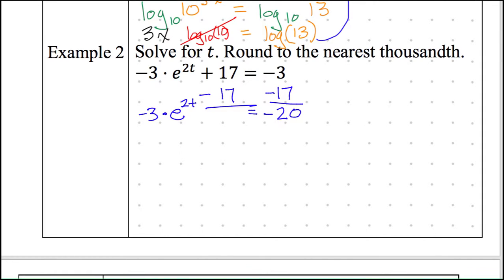All right, so what do I do next? Quiet raised hand. What do I do next? Divide both sides by -3, as James just instructed. And we're going to have a fraction over here, but that is okay.